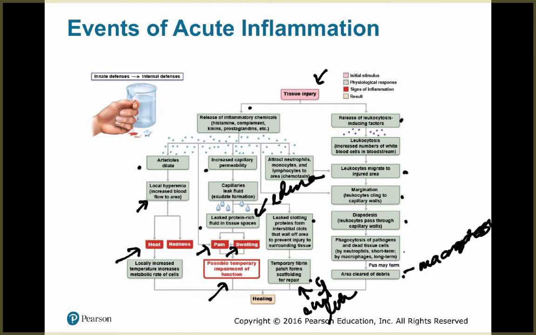Now you're getting the heat and the redness from the increased blood to that area, which then will help increase temperature, aka metabolic rate of cells will increase as well. And this all contributes to the healing process. Now the red is showing signs of inflammation here, and this is the final result that we would like to have.